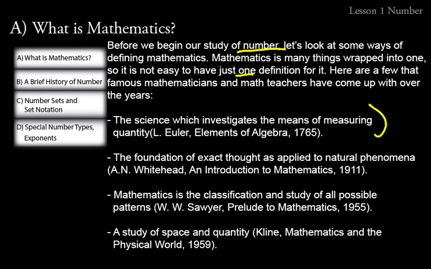Leonhard Euler said that mathematics is the science which investigates the means of measuring quantity. Alfred North Whitehead said that it's the foundation of exact thought as applied to natural phenomena. W.W. Sawyer said mathematics is the classification and study of all possible patterns. A study of space and quantity, that's what Morris Kline said mathematics is. You can see similarities in their definitions, you can see differences. All of them are right about their definition, though.